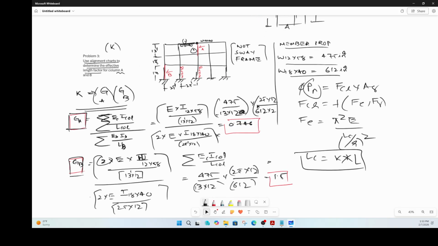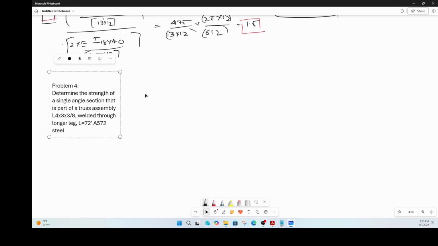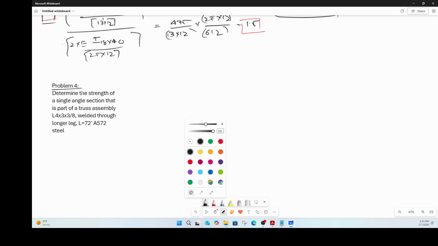So let's do another problem. You can have an infinite amount of theory, but if you can't solve the problems, it's virtually useless, right? Okay, so what do we have here? We have problem 4. Problem 4. Determine the strength of a single angle.